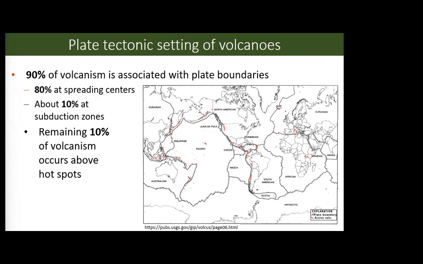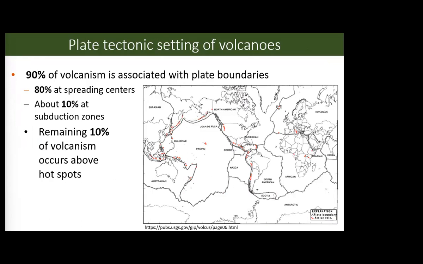90% of volcanism is associated with plate boundaries. The other 10% is hotspots like Hawaii, the Canary Islands. People believe that Svalbard up near northern Norway is another hotspot, but we don't have enough data there yet. As well as, not the Azores. The Azores are at a spreading center, but the Canary Islands for sure are a hotspot.